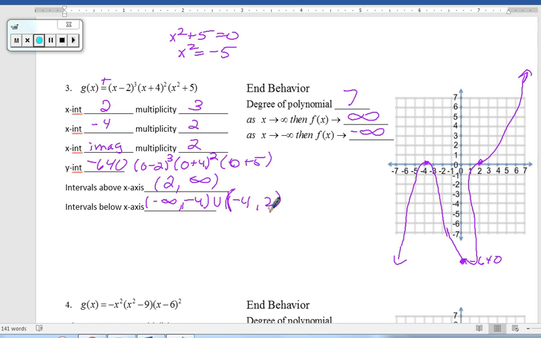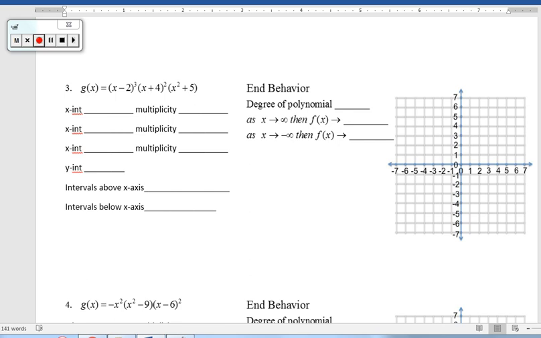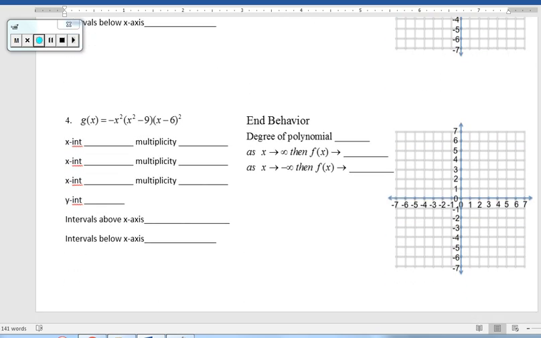All right, we have one more example for you. I am looking at g of x here. Let's start with the zeros like we did last time. So I have one occurring at 0, that's happening twice, there'll be a bounce.